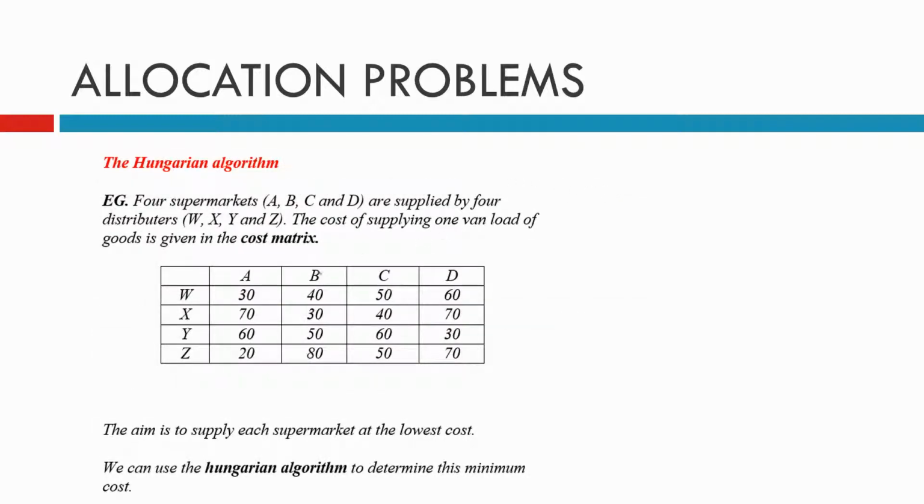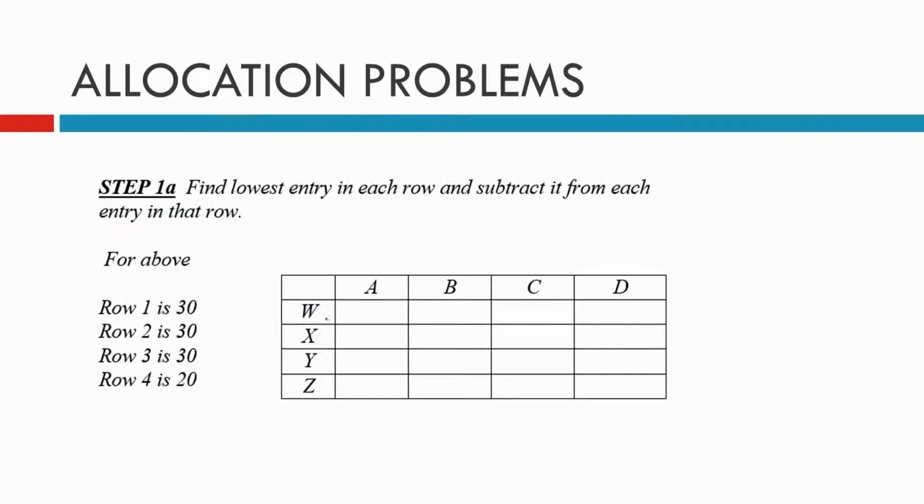So if we look at row W, remember this is a row, so row W: 30, 40, 50 and 60. 30 is the lowest number. We're just going to circle that. In row X, again we look at it all, 30 is the lowest number again. In row Y, again that's 30, and in row Z it's 20. So from each row we have to subtract their minimums: row 1, 30; row 2, 30; row 3, 30; and row 4, 20.